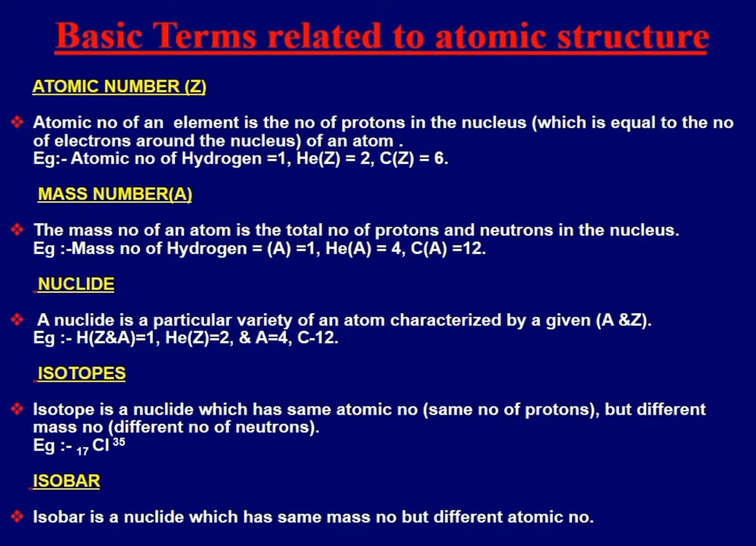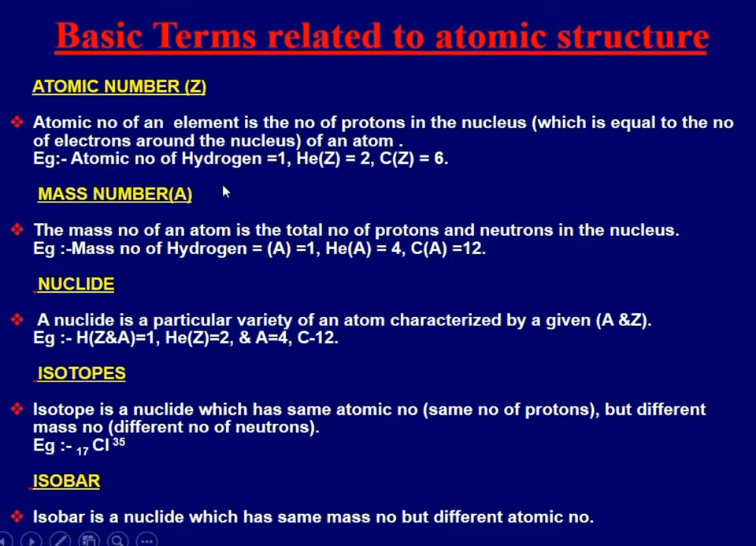Now let us discuss some basic terms related to atomic structure, which are used to describe a particular atom. The first term is atomic number, which is denoted by Z. The atomic number is the number of protons present in a particular nucleus. Or we can say, since the number of protons is equal to the number of electrons in a neutral atom, it is the number of electrons present in a neutral atom.